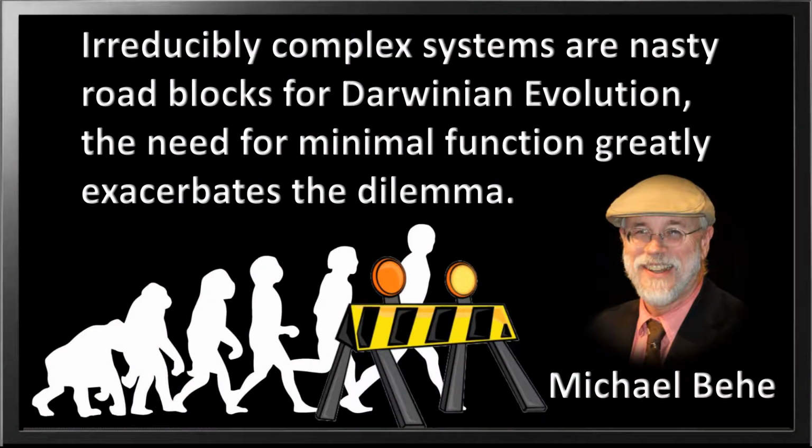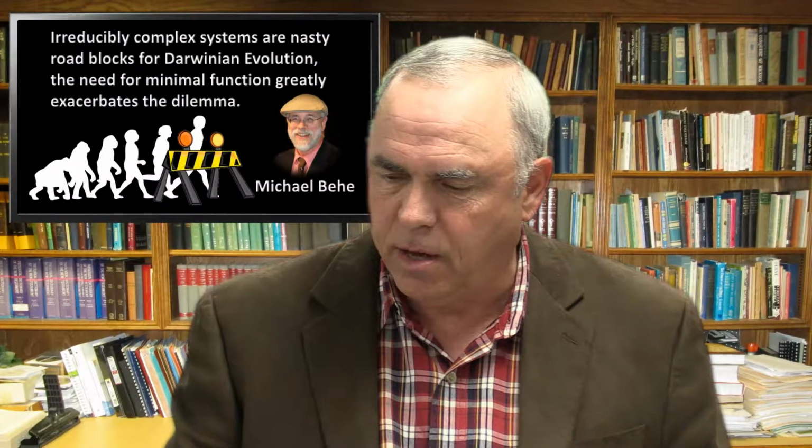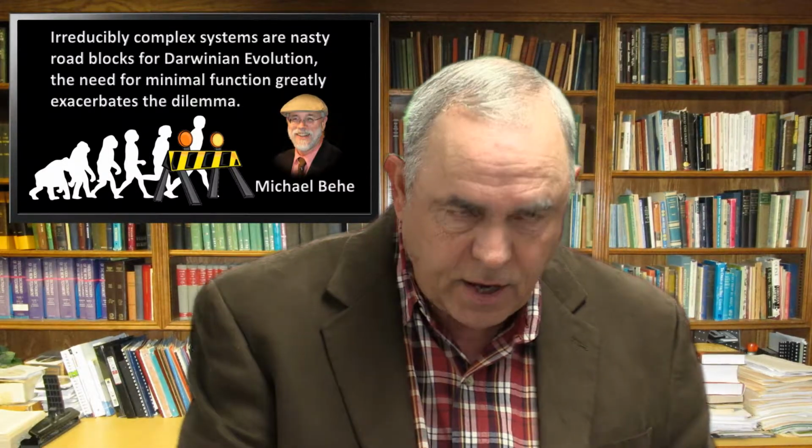But as Michael Behe says, irreducibly complex systems are nasty roadblocks for Darwinian evolution. And they need minimal function. The need for minimal function greatly exacerbates the dilemma. And what does he mean by minimal function? He means for one of these things to develop, they've got to have some function, or there's no reason to develop them. And so minimal function is a necessity, and it makes it even harder for Darwinian evolution.